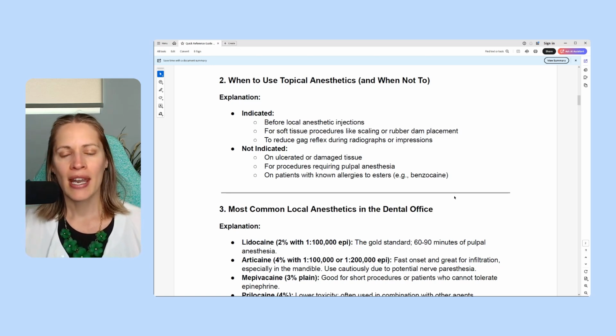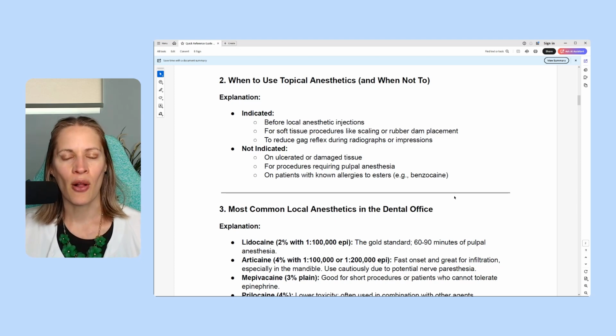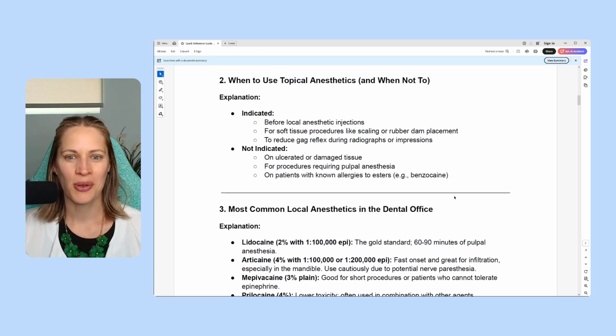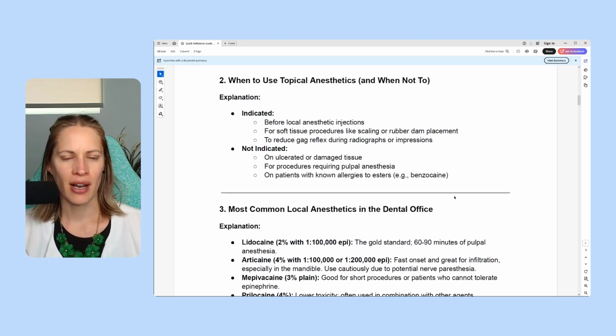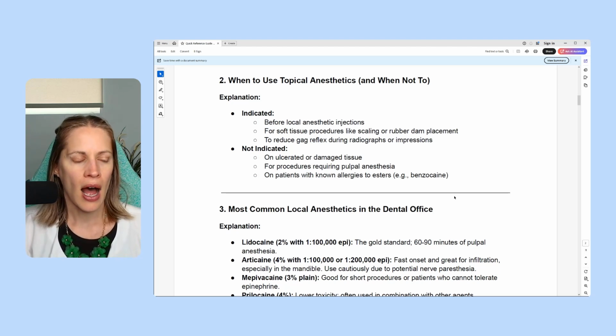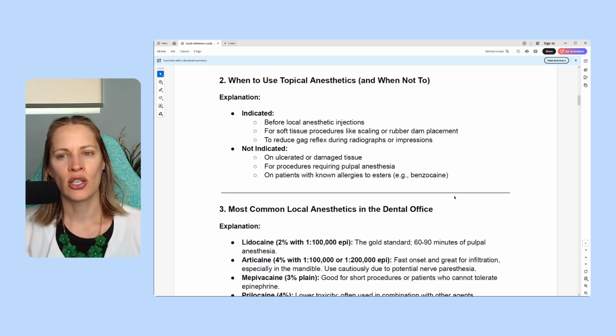Also, with patients with known allergies to esters, if a patient is known to be allergic to topical anesthetic, then of course we wouldn't give it to them. Or if they've mentioned they have allergies, but they don't really know what their allergy is to, a certain type of anesthetic, we wouldn't give them topical. But it's very rare for somebody to be allergic to topical anesthetic.